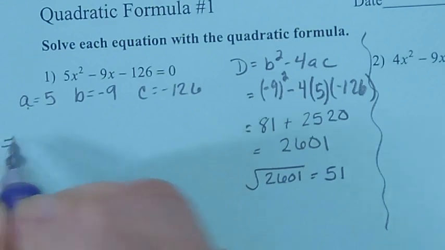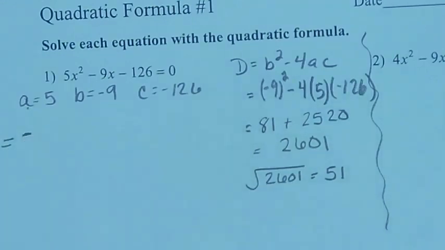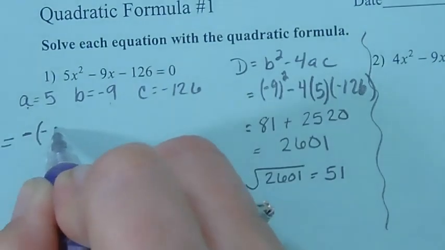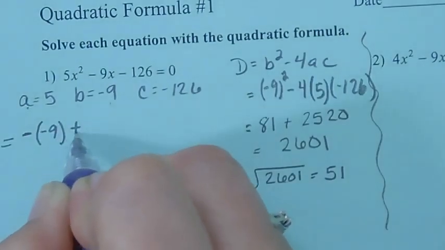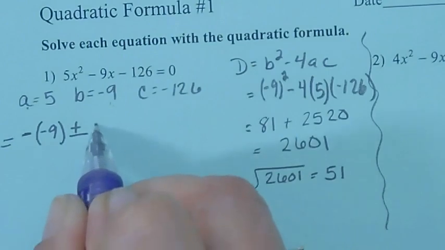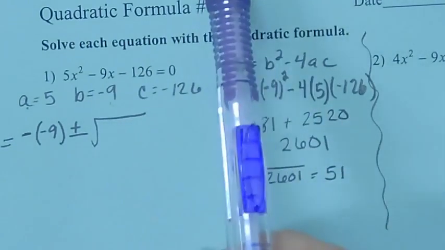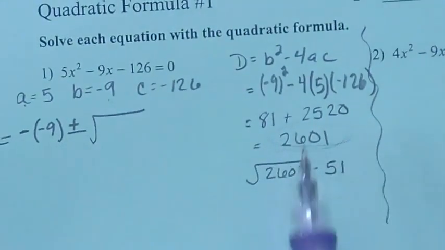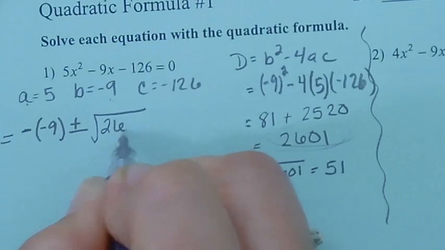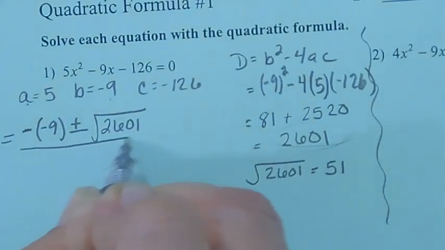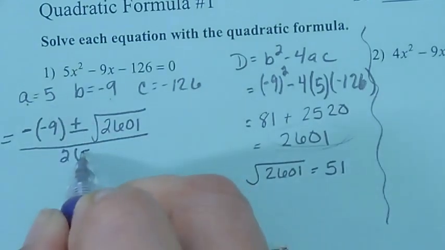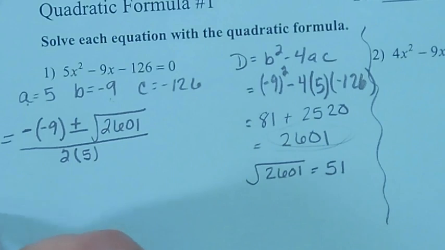So this is going to be x equals negative b. So what is b? Negative 9. Okay, so it's b squared minus 4ac, but we already figured all that out because that's the discriminant. That's this number here. All over 2 times a, and a is 5.